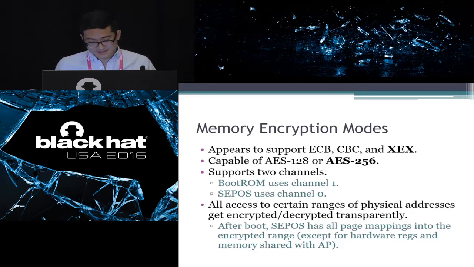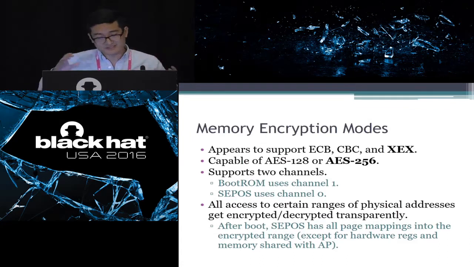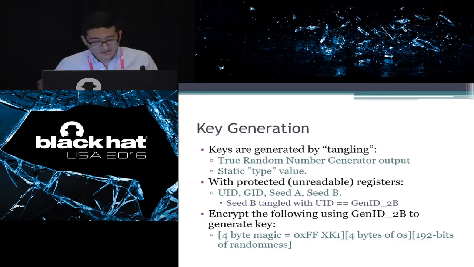It supports 2 channels, and how it works is pretty cool. You don't have to actually do anything special in software. You can just have the SEP core in software read memory from a certain address range, and you'll get it back in plain text, even though physically on the external RAM it's actually encrypted. And when you write in plain text, it gets transparently encrypted on the physical memory. So how are these keys for memory encryption generated?